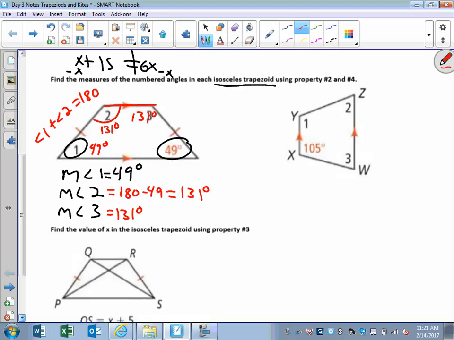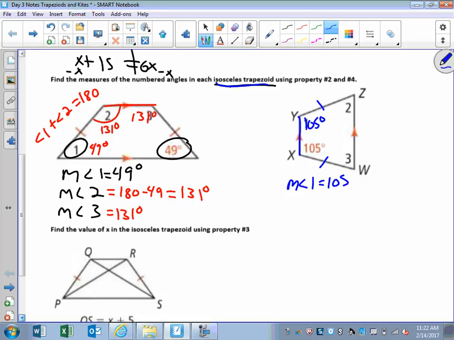Now for the one over here, they turn the trapezoid sideways. It doesn't have the hash marks, but it tells us that they're isosceles trapezoids, so we can mark them if we wanted. Okay, so this is one base, so that means that angle 1 has to be 105 because we know that base angles are the same.